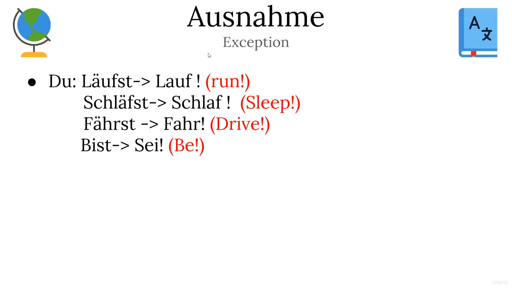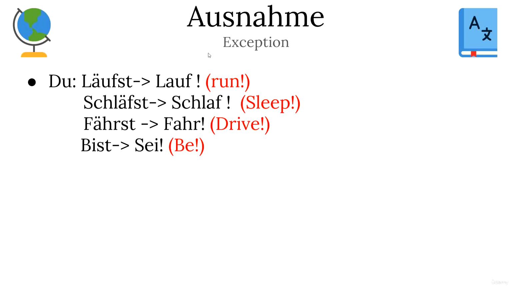There are, however, some exceptions you have to keep in mind. For the time being, we are only going to learn the du exceptions, because those are the ones we use often. One can say that the verbs that are written with an umlaut in the du form are exceptions. When you want to say those verbs in the imperative, you say them without an umlaut. For example, du läufst in the imperative is lauf.